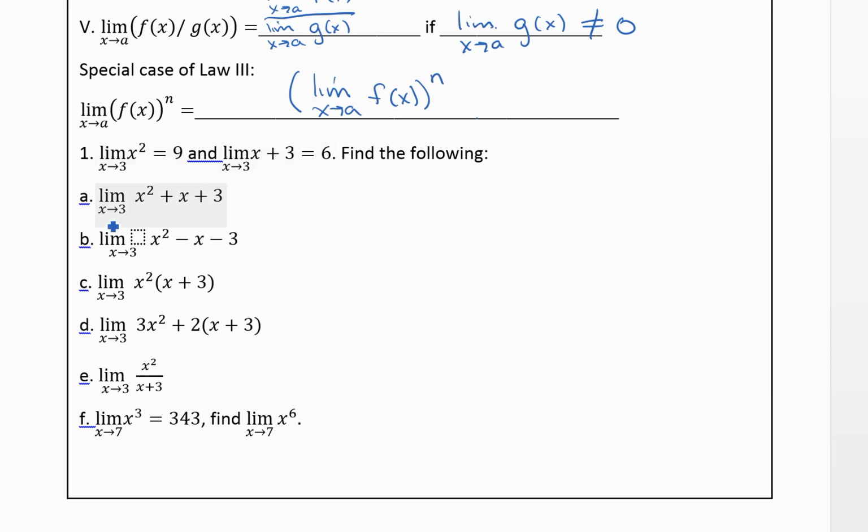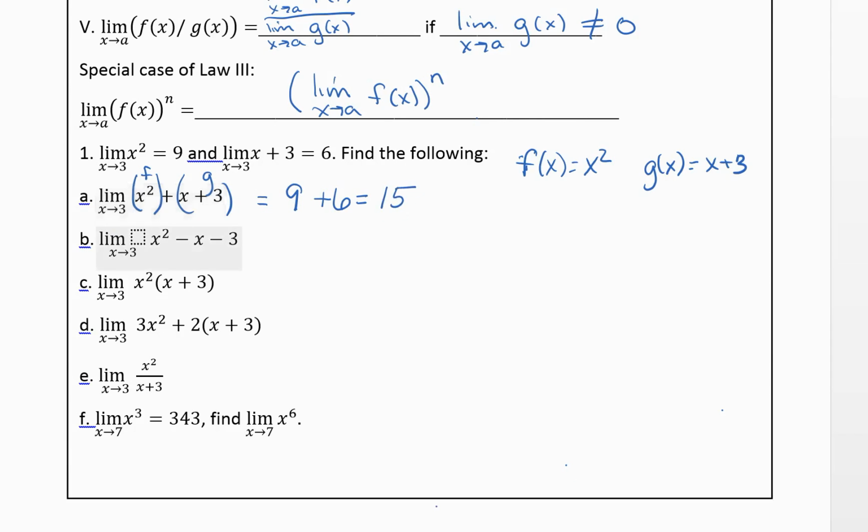Okay, so part A asks us to find the limit as x goes to 3 of x squared plus x plus 3. Now, from the two functions we have right now, think of this as f of x is x squared and g of x is x plus 3. Then we can think of this like asking for the limit of f of x plus g of x, right? This was f, this was g. And our limit law told us we just had to add the limits. So our limit of x squared was 9 as x goes to 3, and our limit of x plus 3 was 6. So we find that our limit is 15. And if you actually just plugged 3 in here for x squared plus x plus 3, you would get 15.